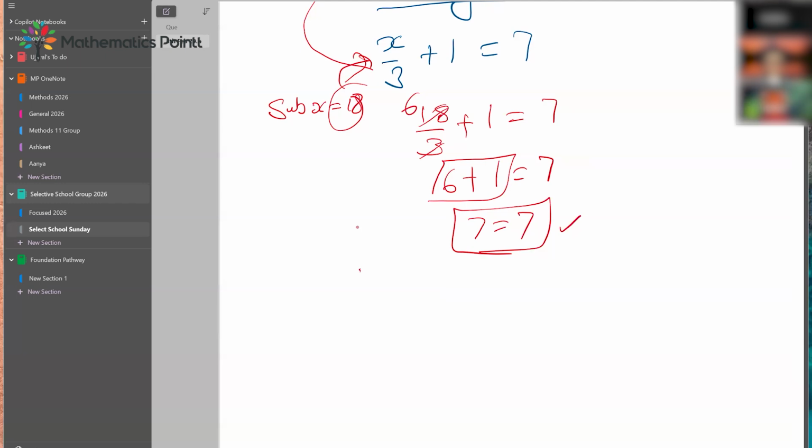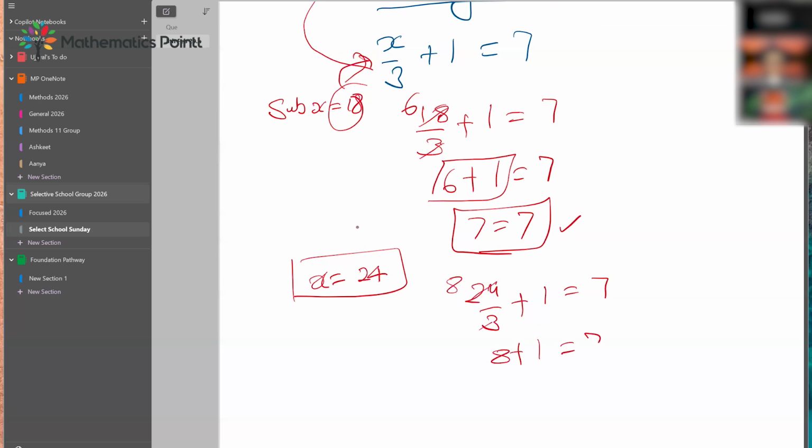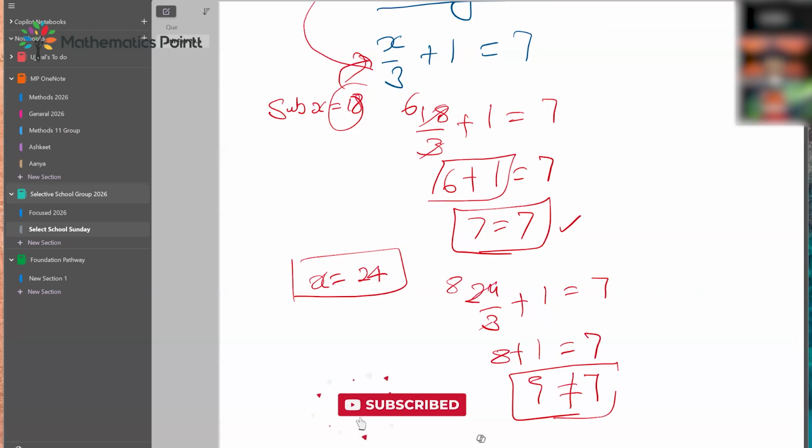Let's sub 24 here. So now I'm subbing x equals 24. I think someone solved it for 24. That's fine, Shlok. I know you got your mistake now, but I'm just trying to make it clear to everyone. So if I say 24 over 3 plus 1 equals 7, this is 8. 8 plus 1 equals 7? 9 is not equal to 7. So the moment you get that sort of a scenario, it's not right, which means the answer that you found is incorrect. All right, cool.